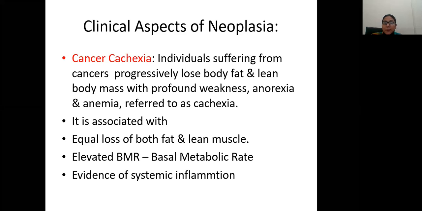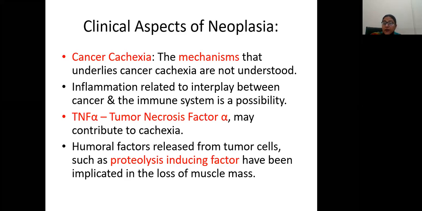The cancer patient may present with a feature of cancer cachexia, in which the individual suffering from cancer progressively loses body fat and lean body mass because there is a profound weakness, anorexia, and anemia. So it is associated with equal loss of both fat and lean muscle, elevated BMR, evidence of systemic inflammation. And why do these features occur?